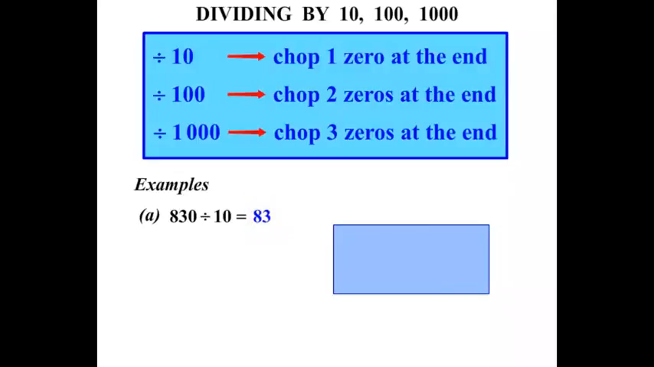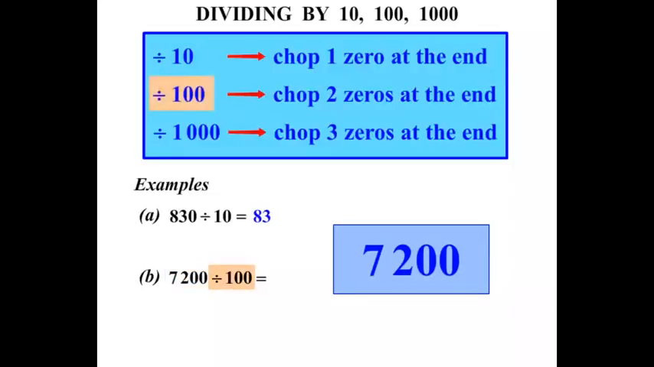Okay, pretty easy. Next question, 7,200 divided by 100. Let's write down our number, 7,200. We're dividing by 100, so let's look up here. When that's the case, we're going to chop 2 zeros off at the end. So those 2 zeros, let's get rid of those. So our answer there is going to be 72.